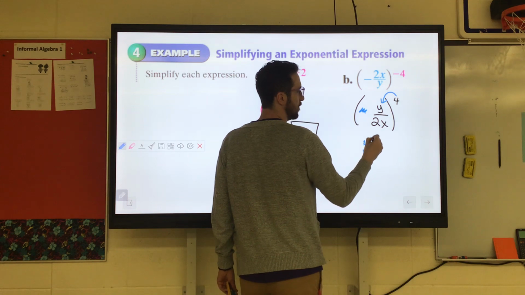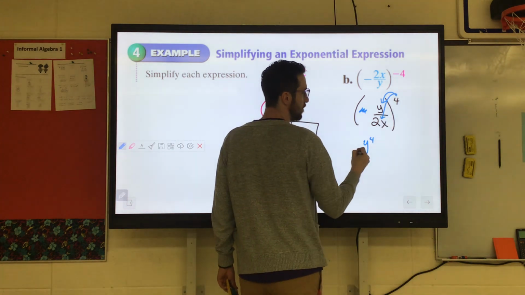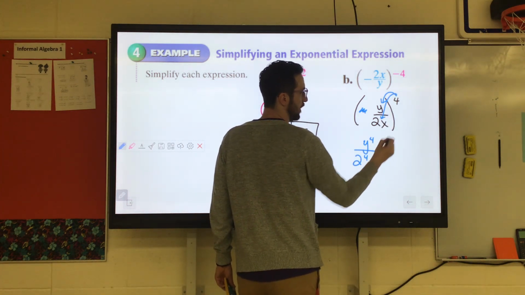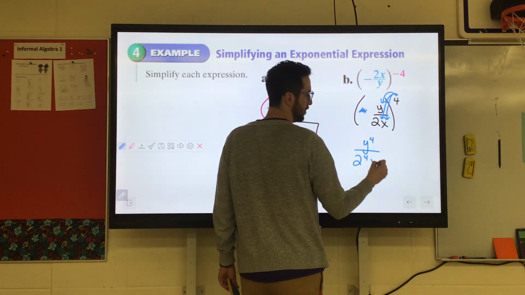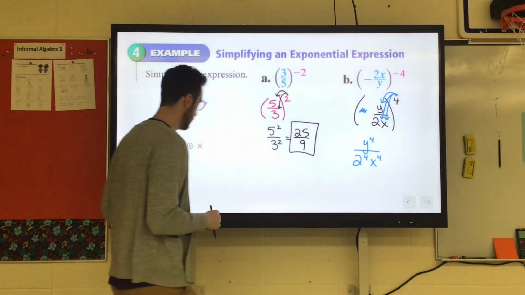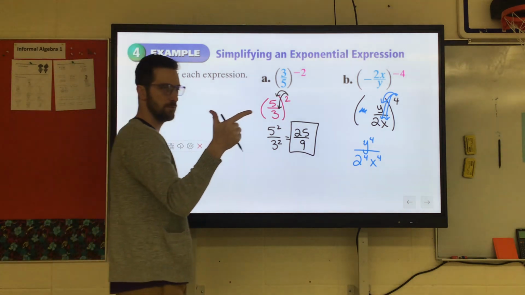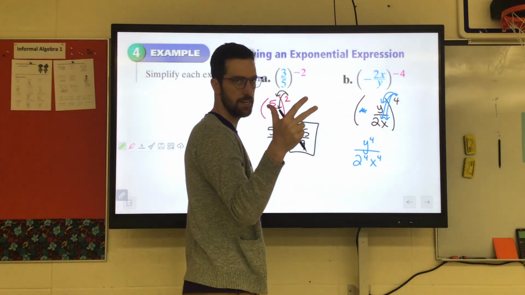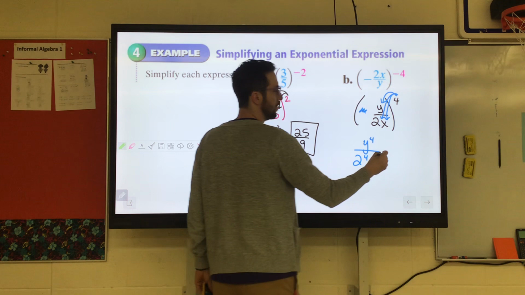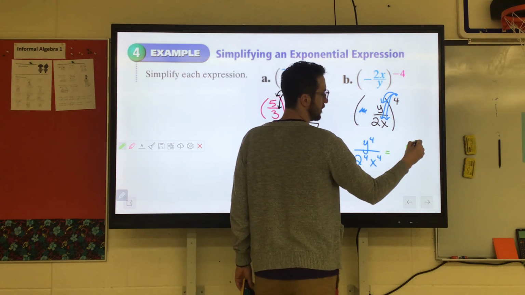Y to the 4th, 2 to the 4th, and x to the 4th. The only thing I would change would be that 2 to the 4th power. 2 times 2 is 4, times 2 is 8, times 2 is 16. So I'm going to make that 2 to the 4th, 16.